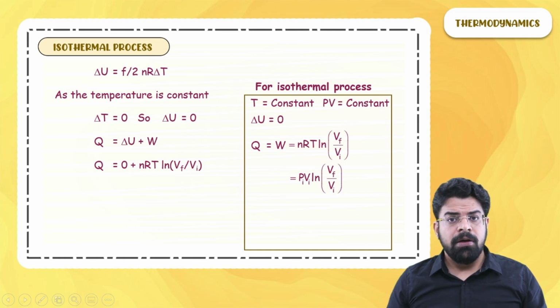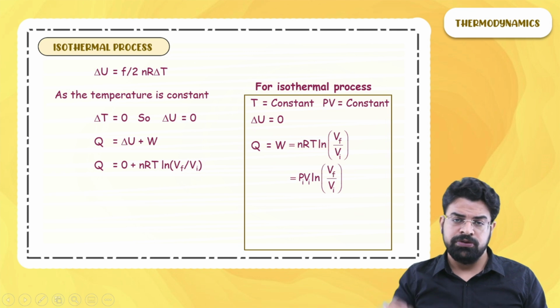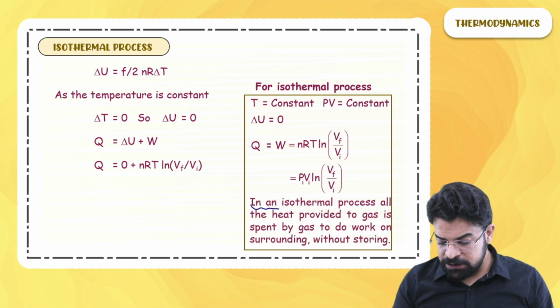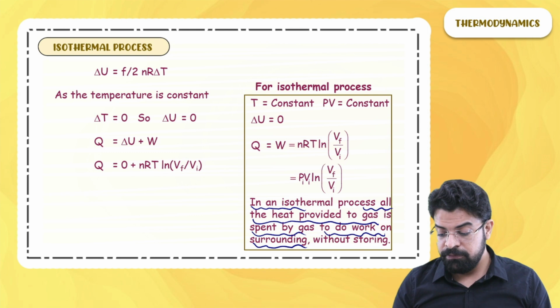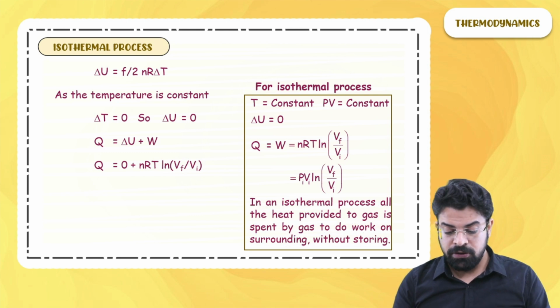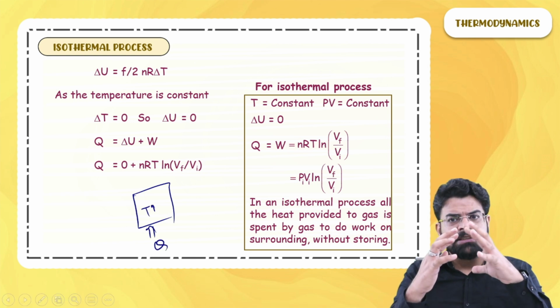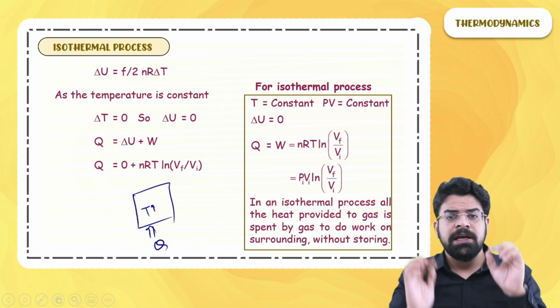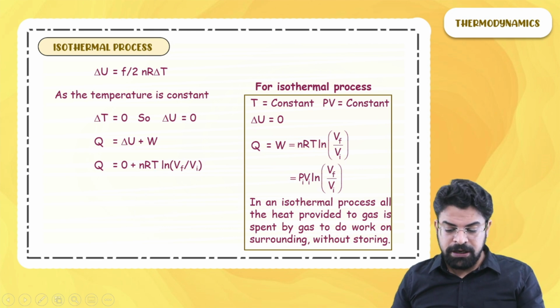Next thing. Which important statement has to be remembered for an isothermal process? In an isothermal process, all the heat provided to the gas is spent by the gas to do work on the surroundings without storing anything. So, if you have a gas under an isothermal process and you provide some amount of heat, the gas does the same amount of work on the surroundings. It does not increase its internal energy at all. So let's move on to the next thing.